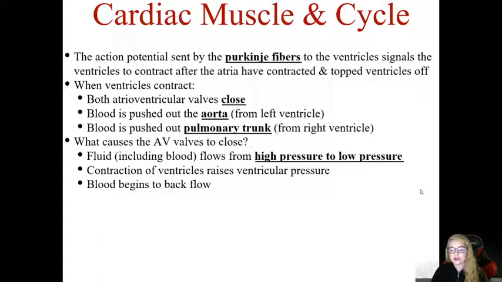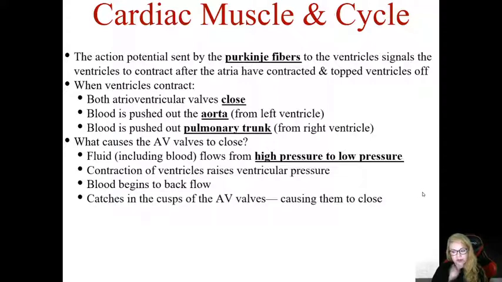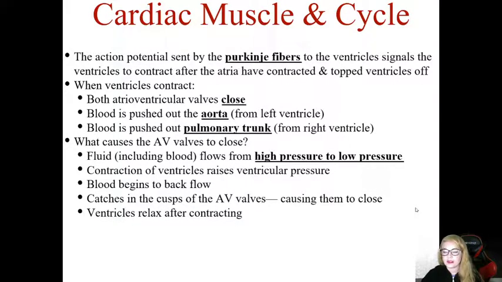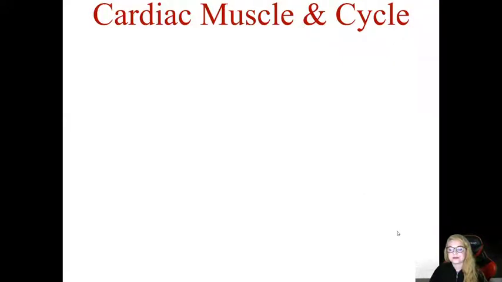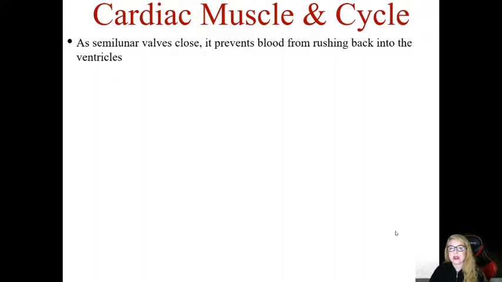And as a result, the ventricles relax after contracting, and the semilunar valves in the aorta and the pulmonary trunk are able to close. And thus, as the semilunar valve closes, it prevents the flow of blood from rushing back into the ventricle. All right, and so how does it do that? How does it prevent blood from rushing back into the ventricle then?